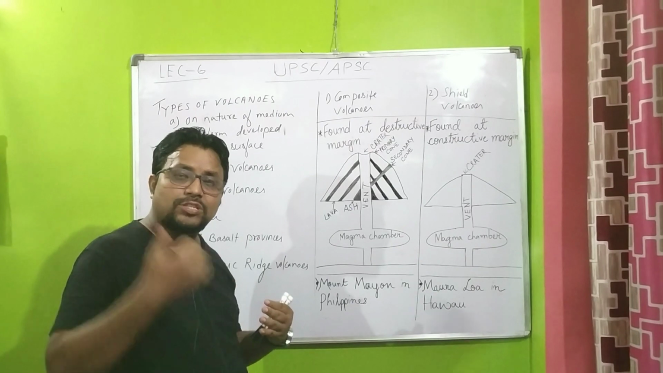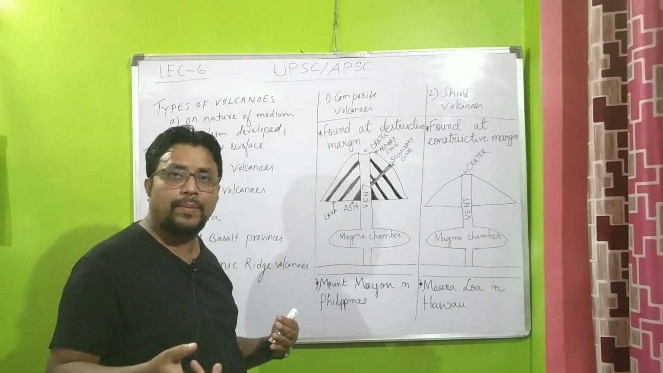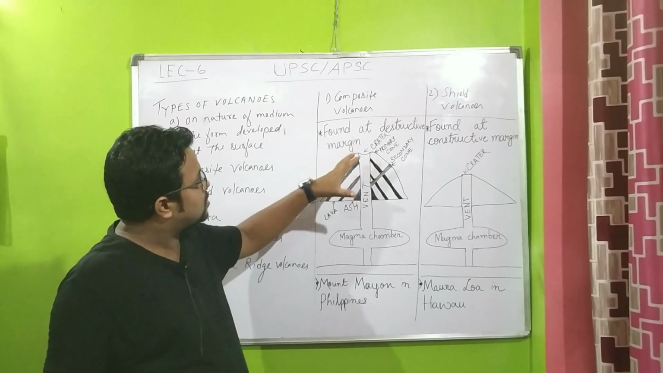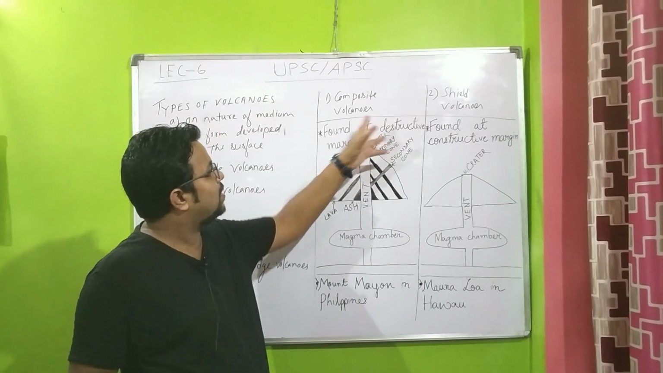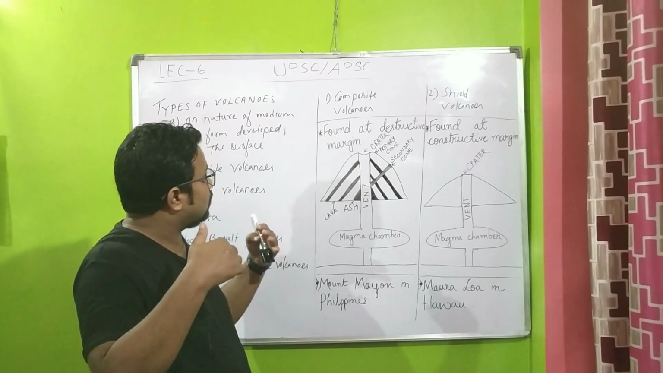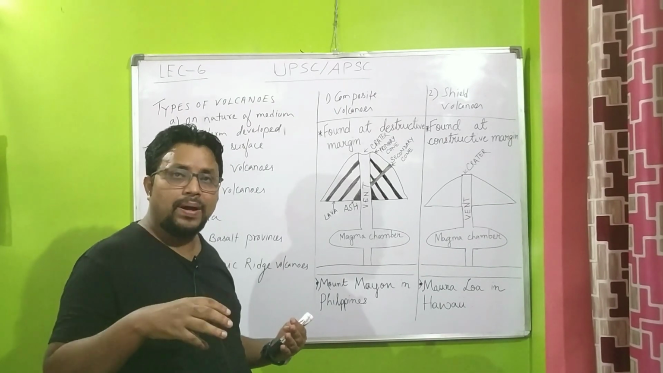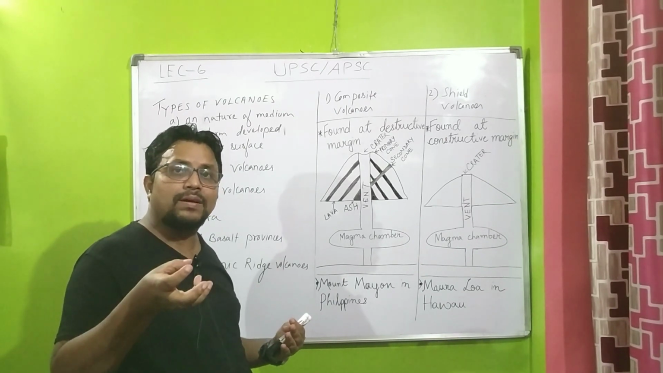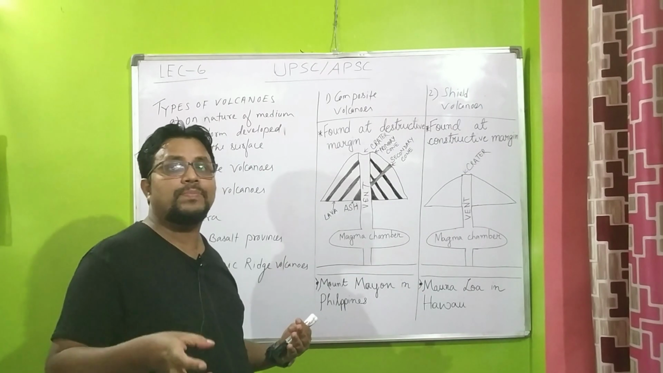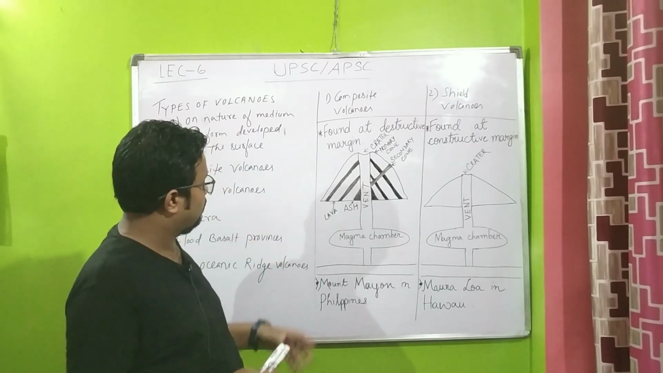The oceanic crust is destroyed because of excessive temperature and it forms what? Magma. That's why this margin is said to be a destructive margin, since the crust is destroyed and magma is formed because of experiencing huge temperature inside the earth.